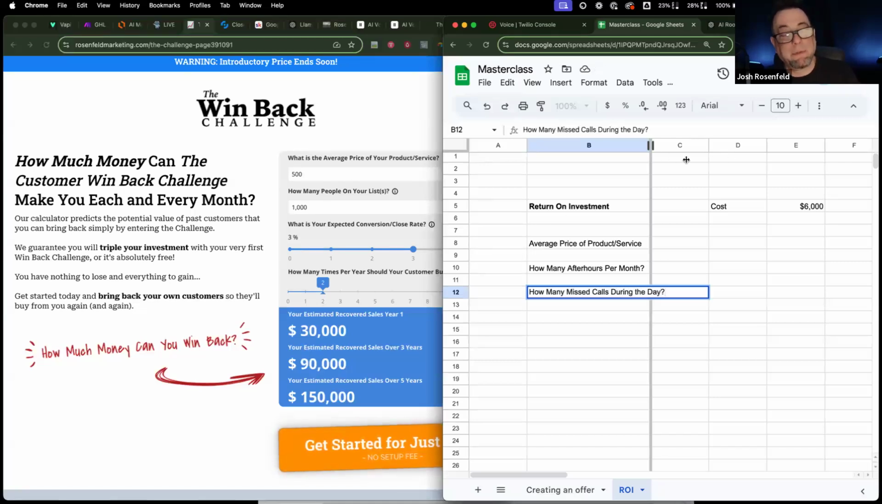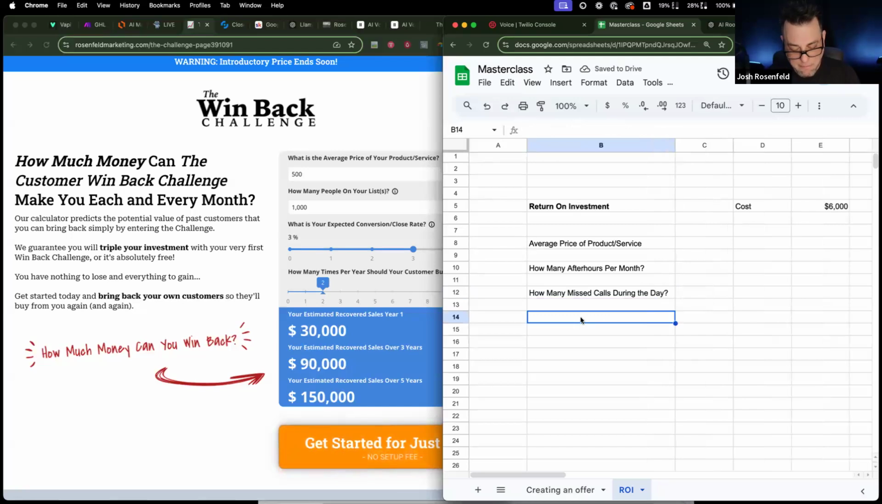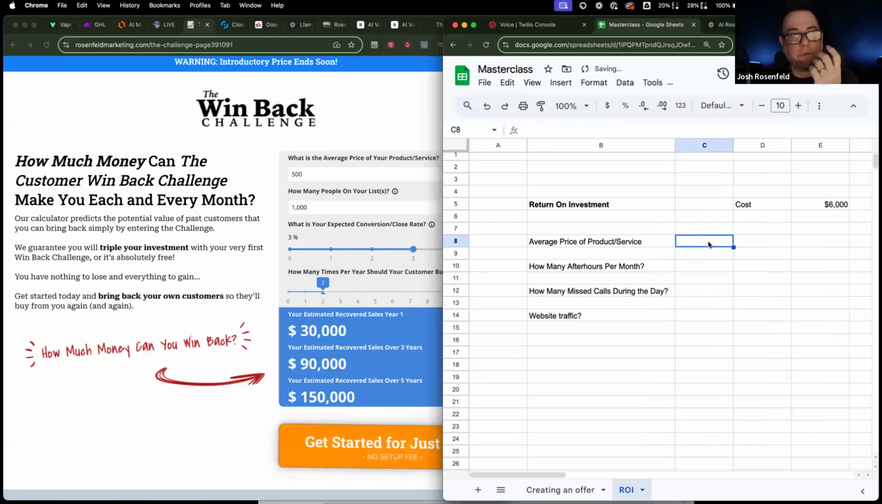Some people say I don't miss any. Okay, cool. But how fast you respond to them, right? And then you could even ask website traffic. And I'll do a formula to maybe help with that. So you could ask them this, right? So let's say that they're doing roofing and they're going to make like $15,000, $12,000 per roof, high ticket.